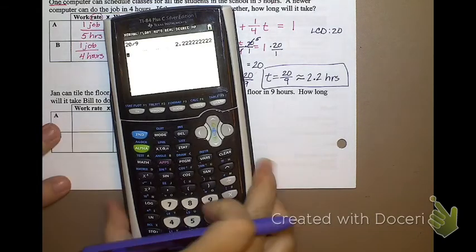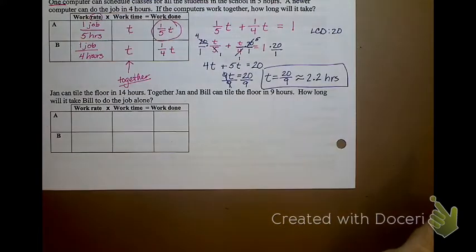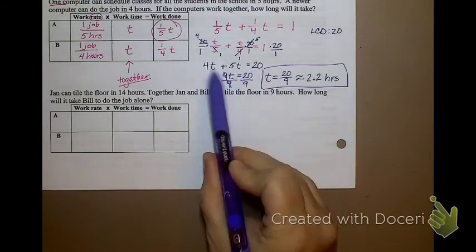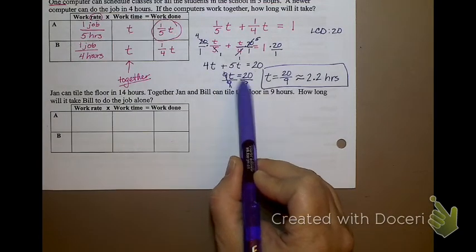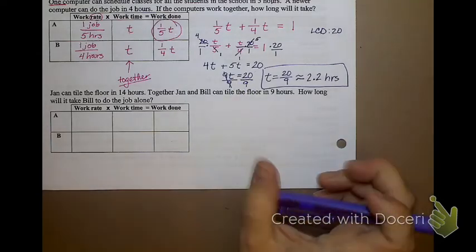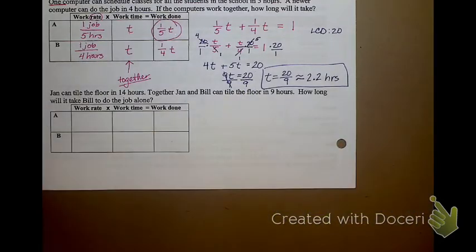Can you re-explain the bottom part? The 4t plus 5t was 20? This part, what's 4t plus 5t? Oh! 9t. Okay? All right.